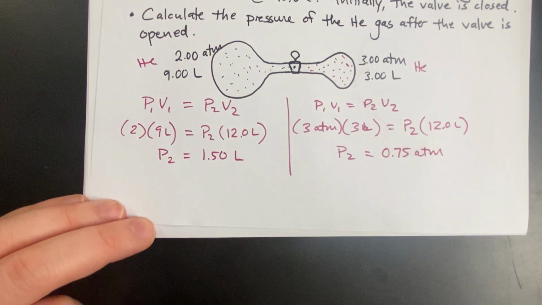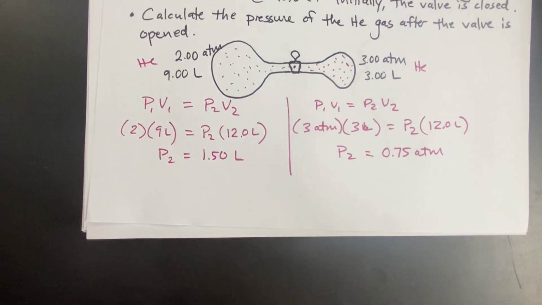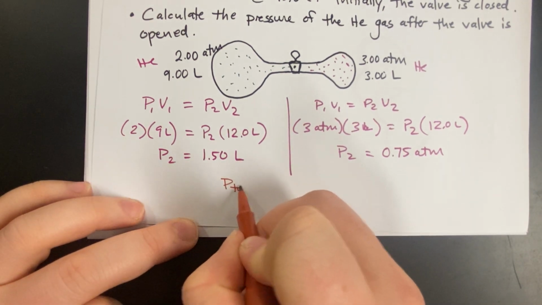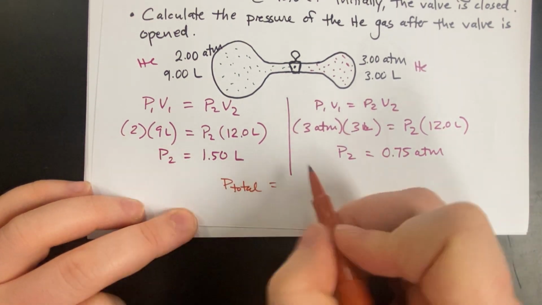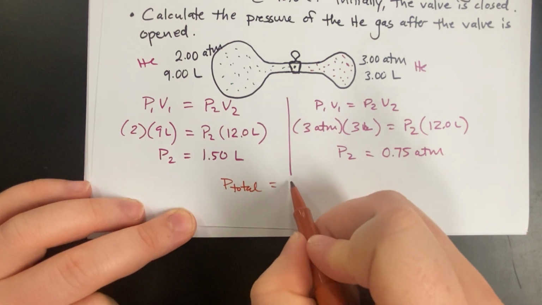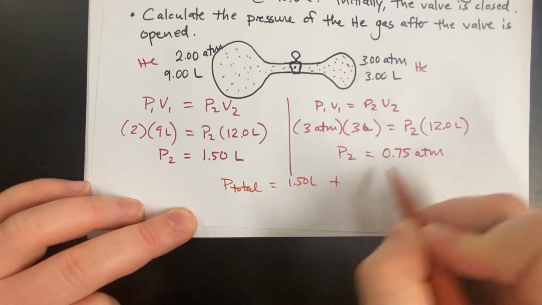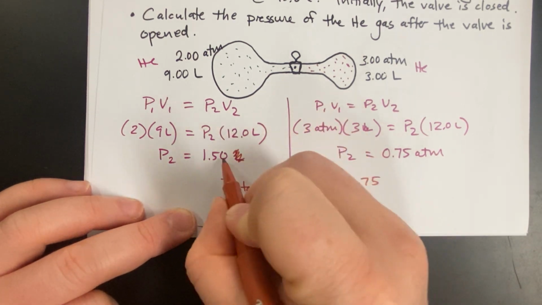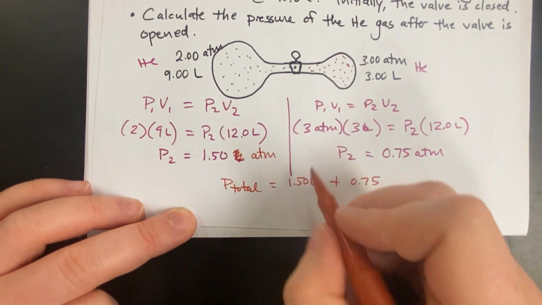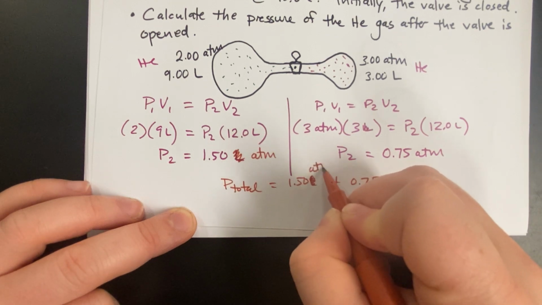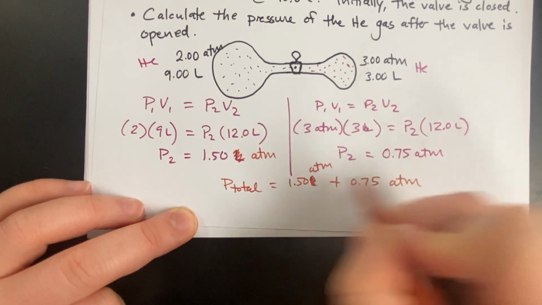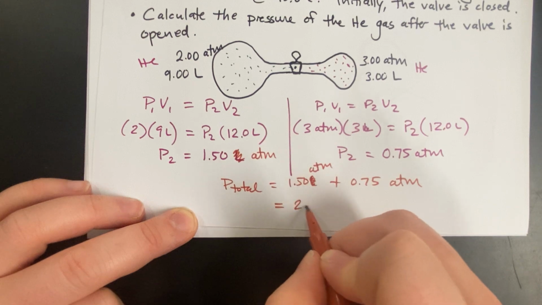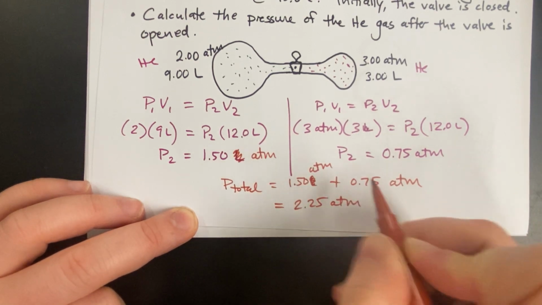What's the total pressure? Ah, you see, this is where we use Dalton's law. So we're gonna come in here with Dalton's law to finish this out. P total is equal to this one plus this one. So it'll be the 1.5 liters plus the 0.7, sorry. I messed up, didn't I? That's not liters. Pressure is atmospheres. 1.50 ATM plus 0.75 ATM. You add that up, you get 2.25 ATM.